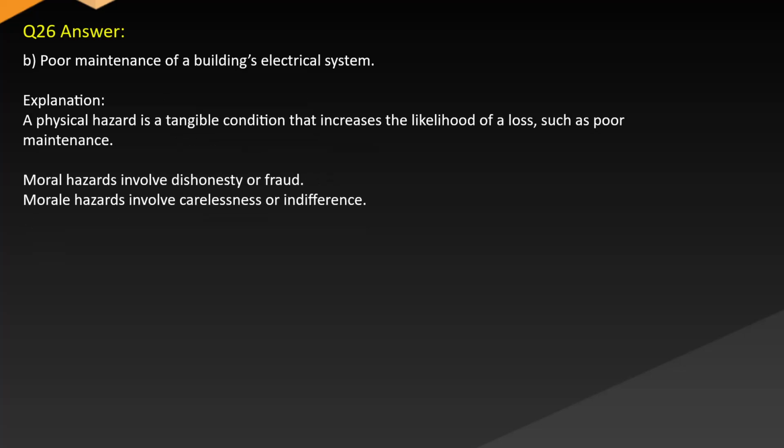Answer: B. Poor maintenance of a building's electrical system. Explanation: a physical hazard is a tangible condition that increases the likelihood of loss, such as poor maintenance. Moral hazards involve dishonesty or fraud. Morale hazards involve carelessness or indifference.